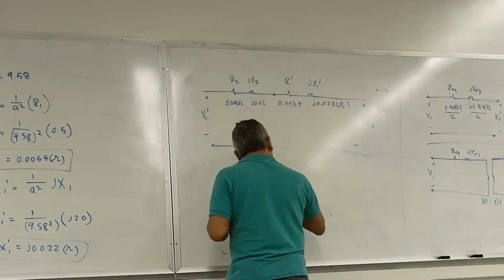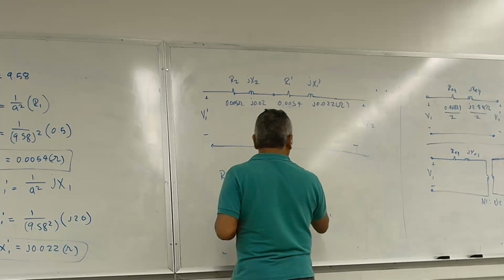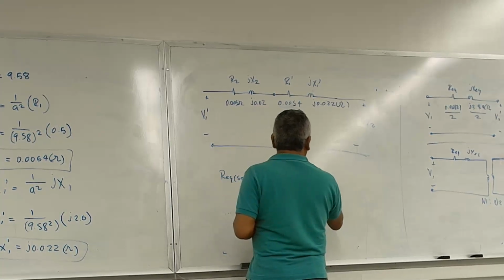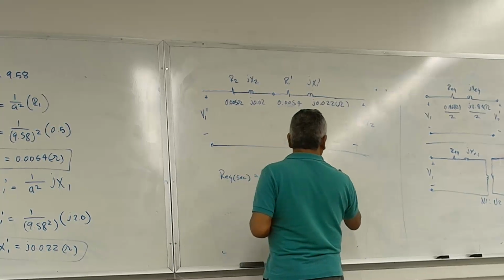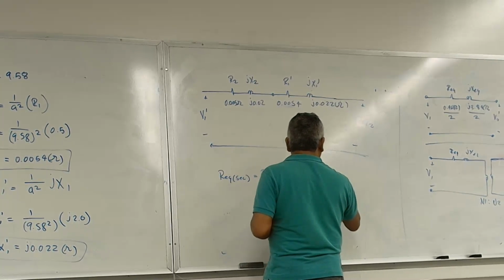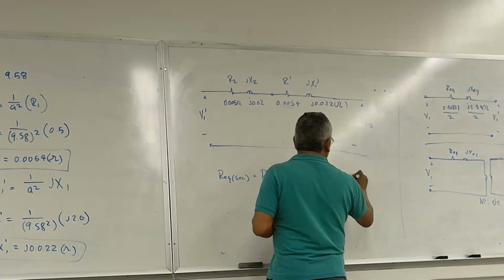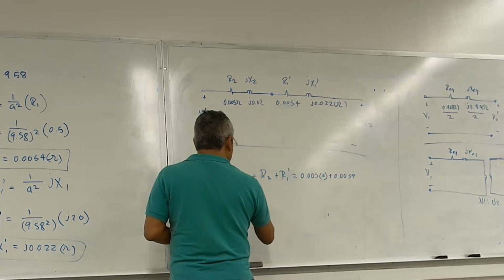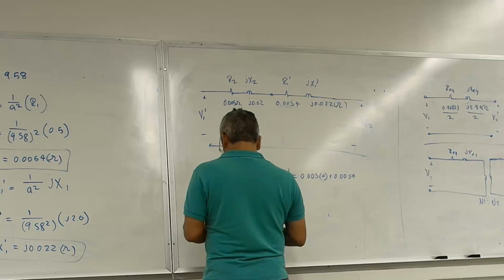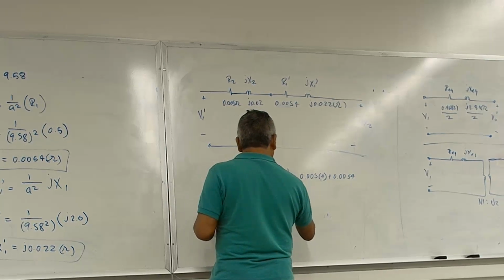So this R_eq secondary is equal to R2 plus R1 prime, which is equal to 0.005 plus 0.0054. So our R equivalent on the secondary is equal to 0.0104 ohms.